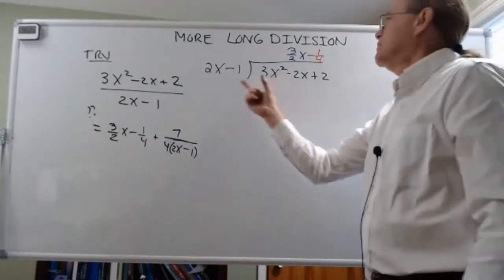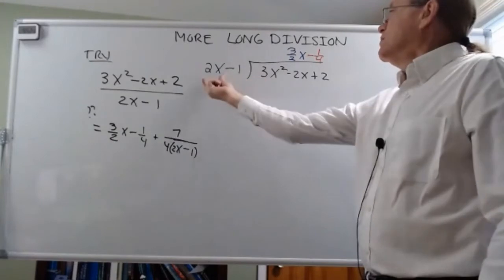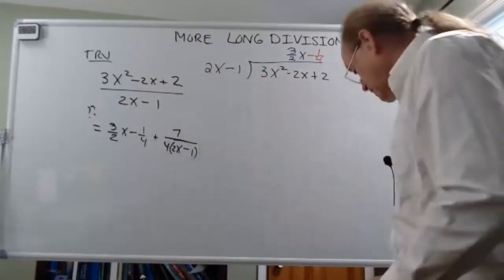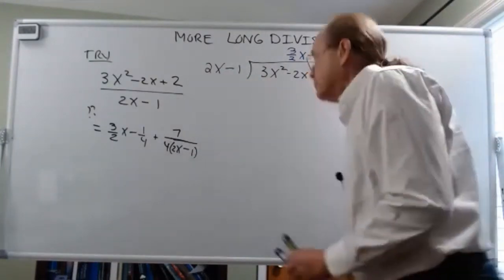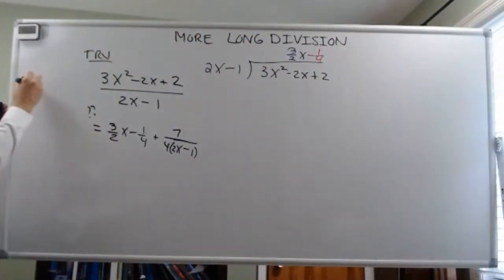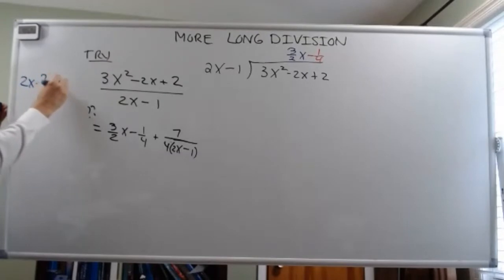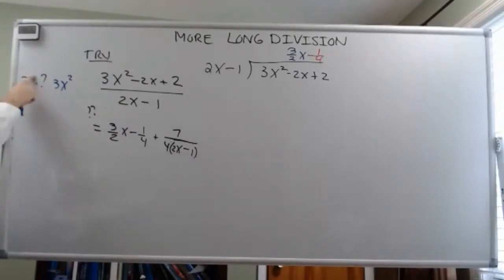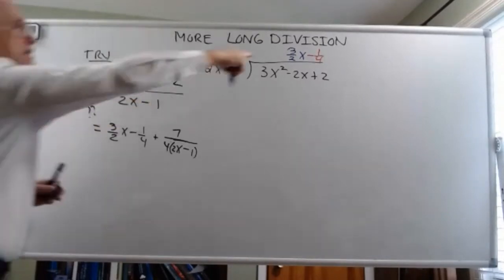Okay, so the first thing we need to do is match up the 2x with the 3x squared. So I'm looking for a factor to do that. I'm looking to take 2x times what will give me 3x squared. Well, I can get rid of the x right away. So in this case, I divide both sides by 2, so the unknown I'm looking for is 3 halves x. That's exactly what I have here.